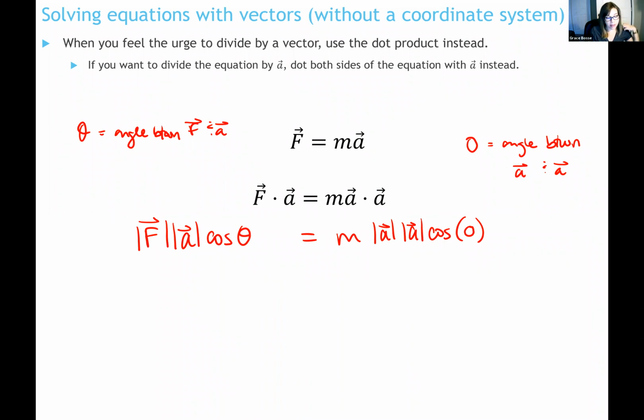All right. And now notice I have no more vectors in this equation. All of the things in this equation are now scalars. Remember, a norm is a scalar. And so I'm going to continue my algebra and solve for M.